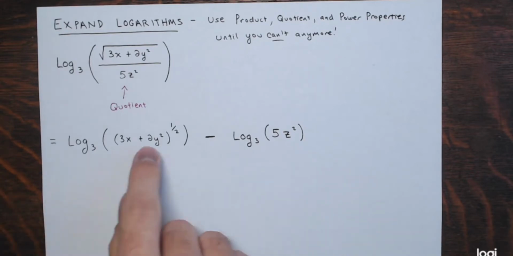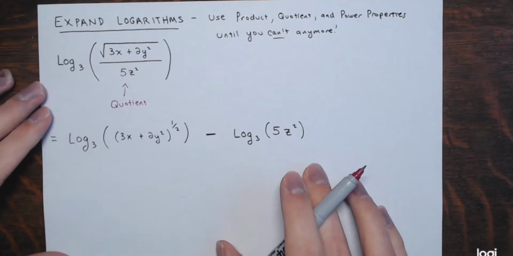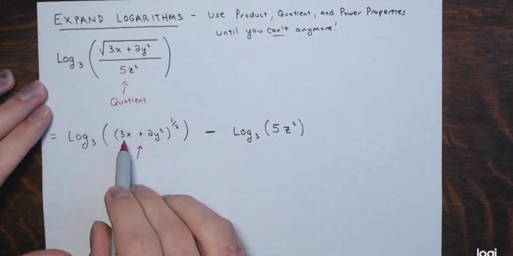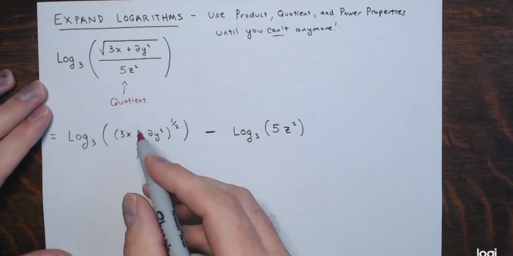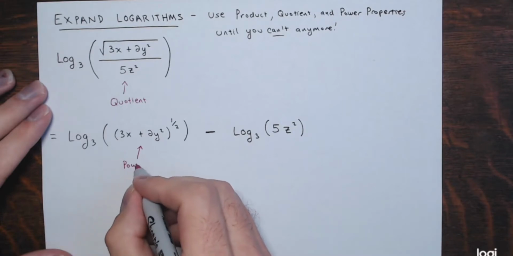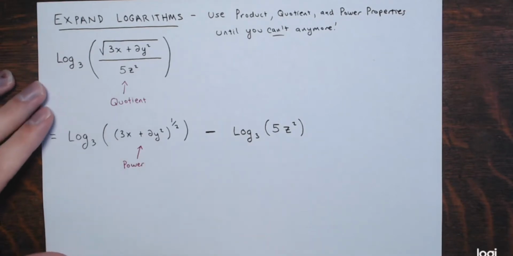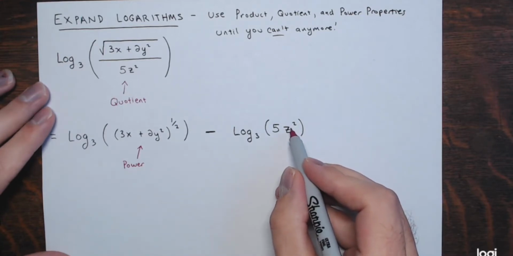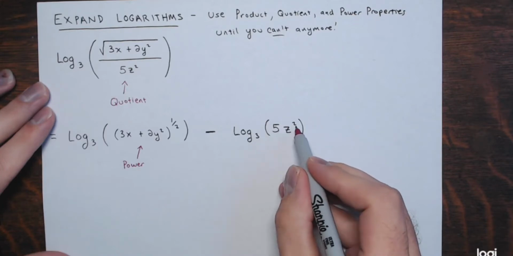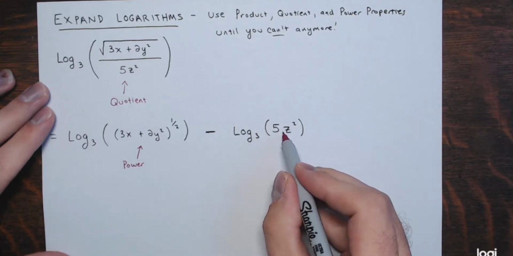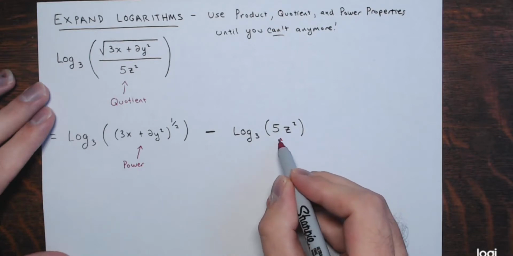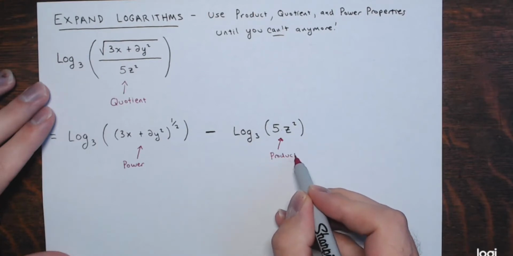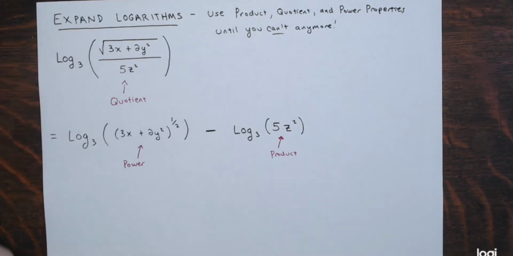Look inside every single log that we create. Every single log we write. So inside this logarithm, notice that the entire expression is raised to a single power, so I can use the power property on this one. This one, however, yeah, there's a power, but is everything inside raised to the second power? No, the 5's not raised to the second power. So I can't use the power property for this logarithm, but I can use the product property. That's 5 times z squared.